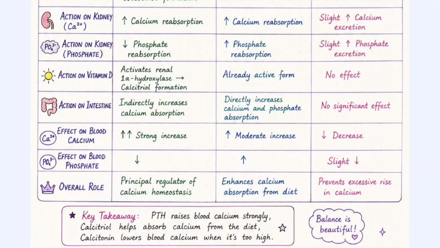Overall role. So, the parathyroid hormone is the principal regulator of calcium homeostasis. Calcitriol enhances calcium absorption from the diet and calcitonin prevents excessive rise in calcium. Parathyroid hormone raises blood calcium strongly. Calcitriol helps absorb calcium from the diet and calcitonin lowers blood calcium level when it's too high. So in this way, these three hormones together act as a unit and maintain the blood calcium level in the body. So this is all about calcium homeostasis.